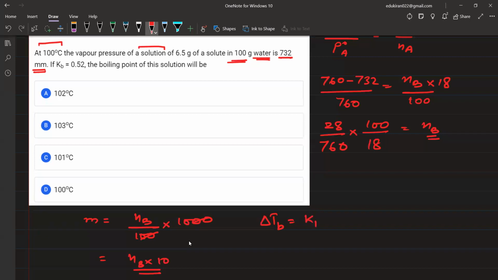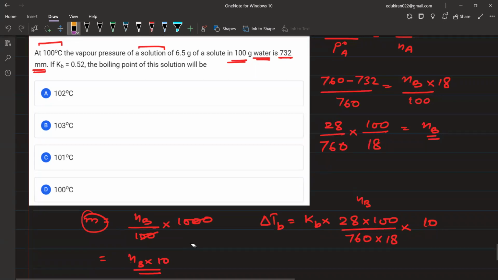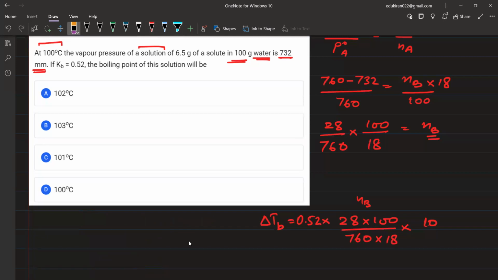Now what is delta Tb? Delta Tb is equal to Kb into m. nb kya tha? 28 into 100 divided by 760 into 18, this is number of moles, and into 10. Number of moles into 10 will be equal to molality, into Kb. Kb kya hai aapke paas, 0.52. Okay, so when you calculate this, the important thing is that you have to see, they have given this 100 degree Celsius. So see, humko kya pata chala, this equation here is important: 760 minus 732 upon 760.